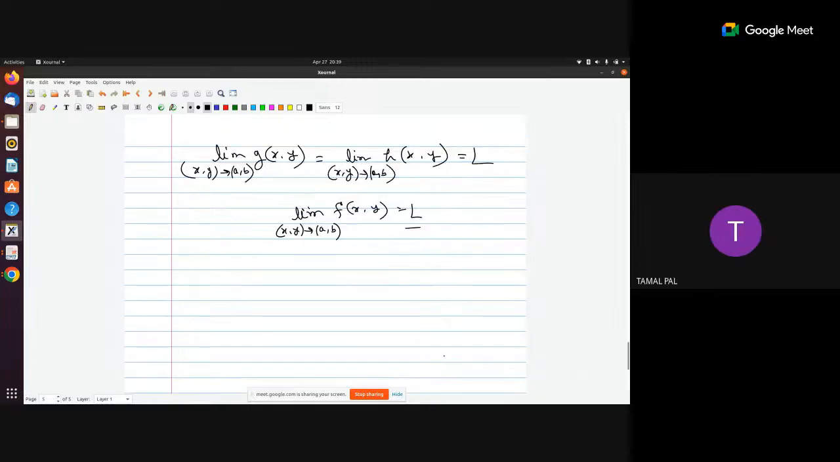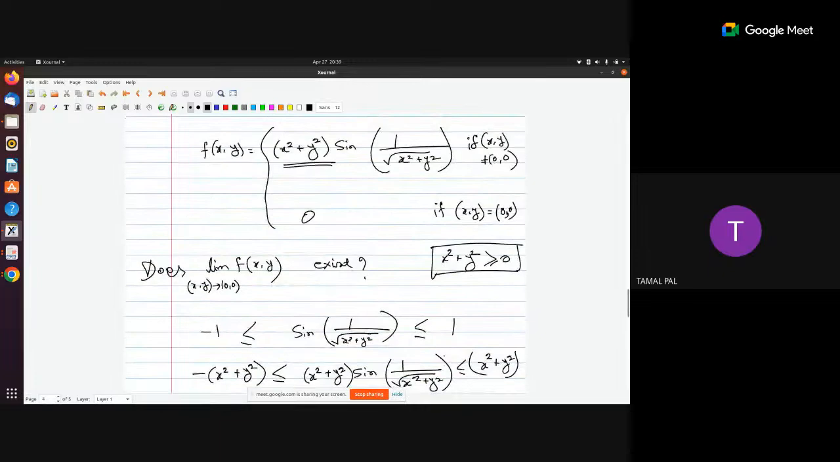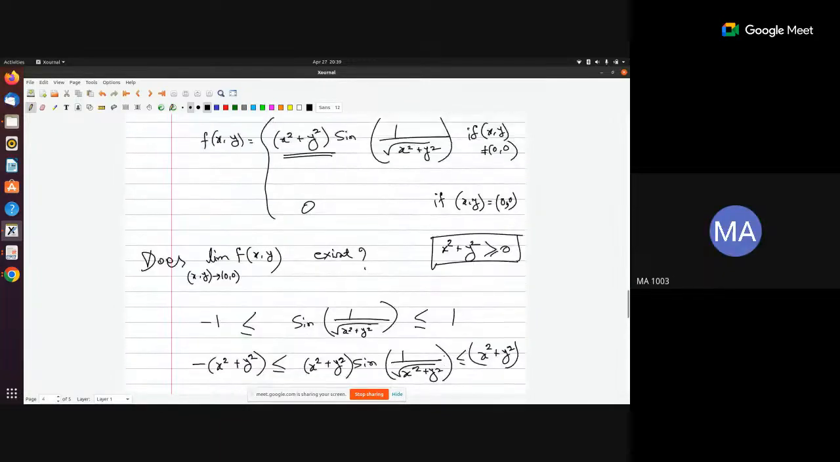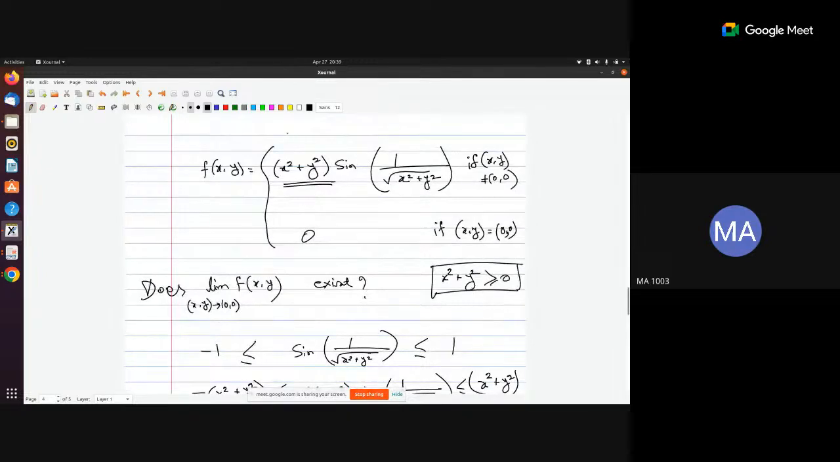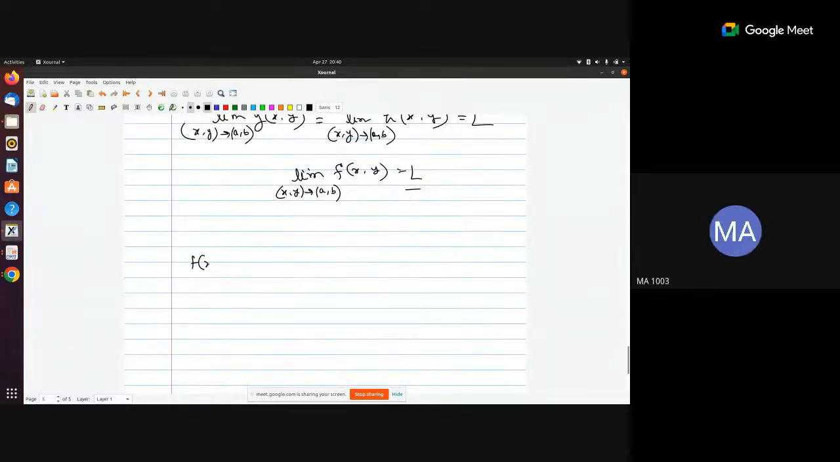Sir, so instead of x square plus y square, if it was x square minus y square, how to solve that? Can you try it now? So this is x square minus y square instead of x square plus y square. What is the difference it is making? Now we don't know whether the whole thing is positive. We can get 2 cases for it. We don't need 2 cases, but I can break it like this.